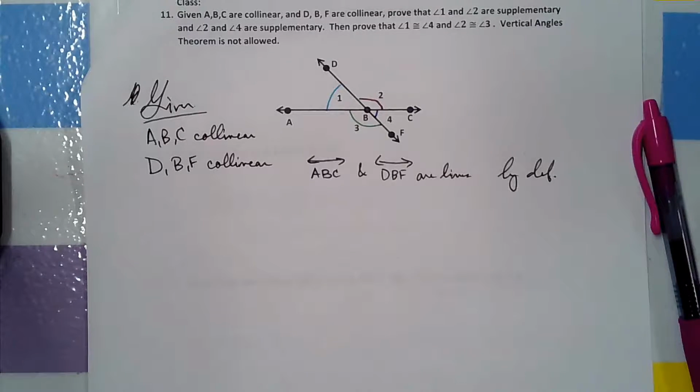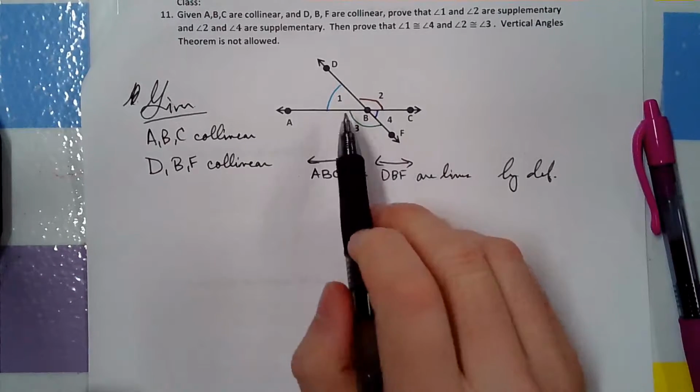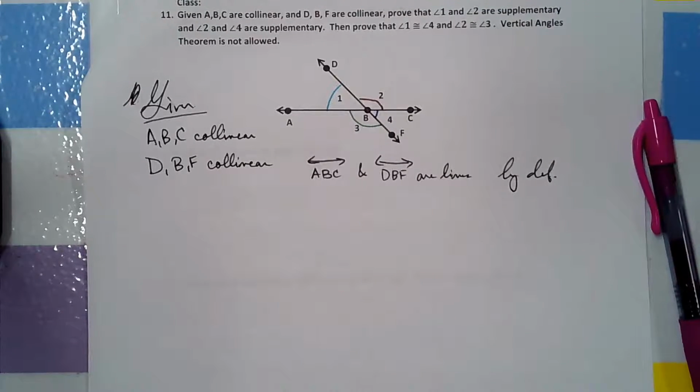So now that we know those are lines, I know something about angle 1 and angle 2. What's their relationship? They're supplementary. How do we know they're supplementary? Because they're on the same line. And linear pair theorem says if they're on the same line, then they must be supplementary. But we can't use linear pair theorem unless they're a linear pair, right? That's the whole point. Linear pair theorem says if you have a linear pair, then they're supplementary. And if they're supplementary, they add up to 180. How do we know they're a linear pair?